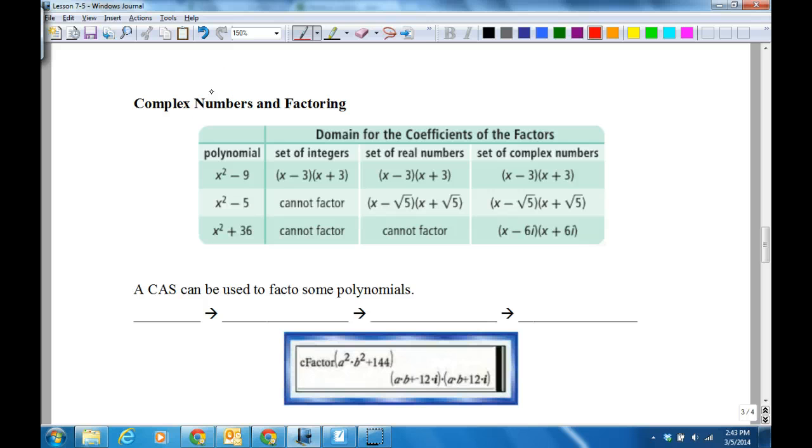Okay, so this was a nice little chart on your notes. Basically, it tells you about the different polynomials. This one you should be more familiar with. This is called a difference of squares, and we're going to talk about that in a minute.